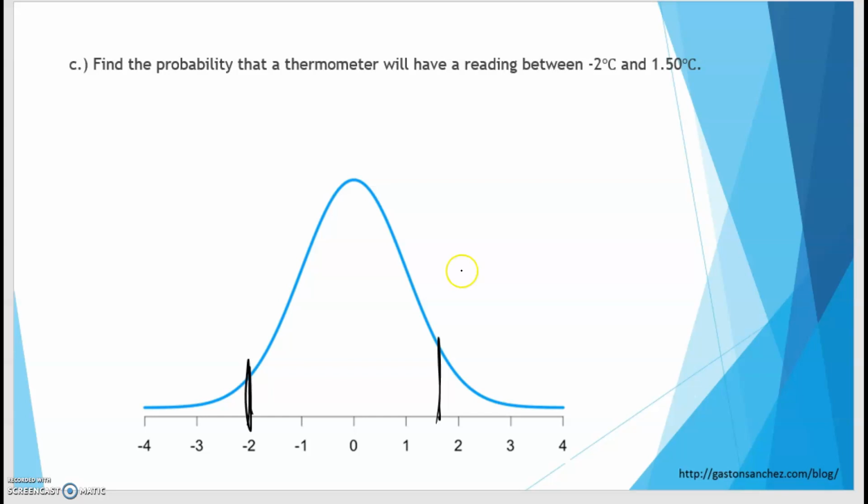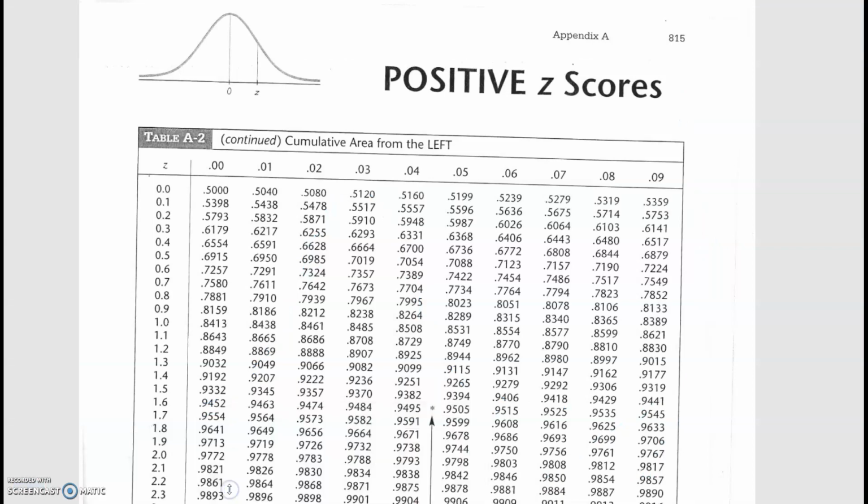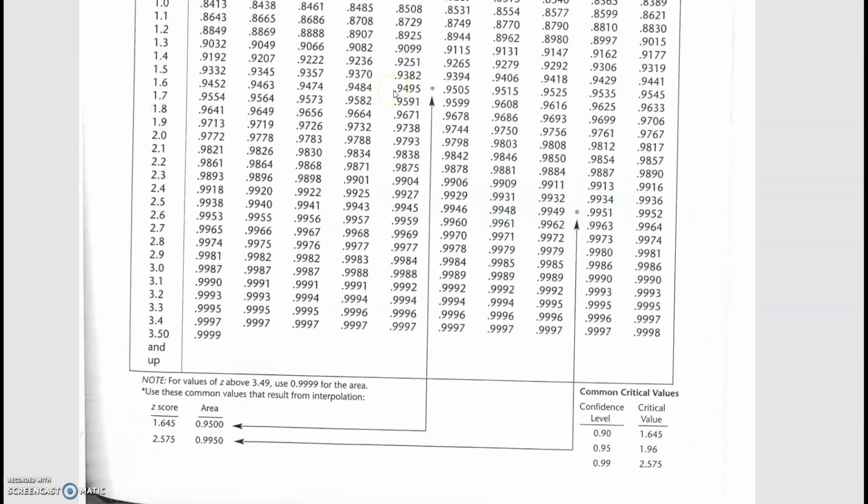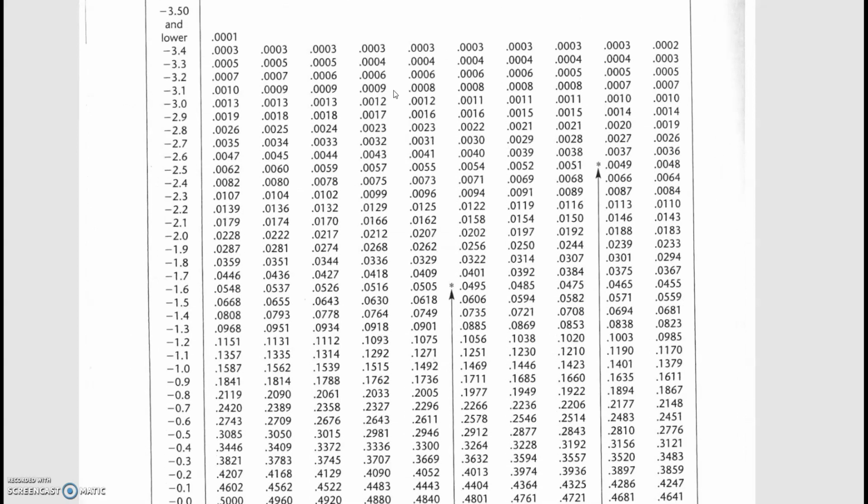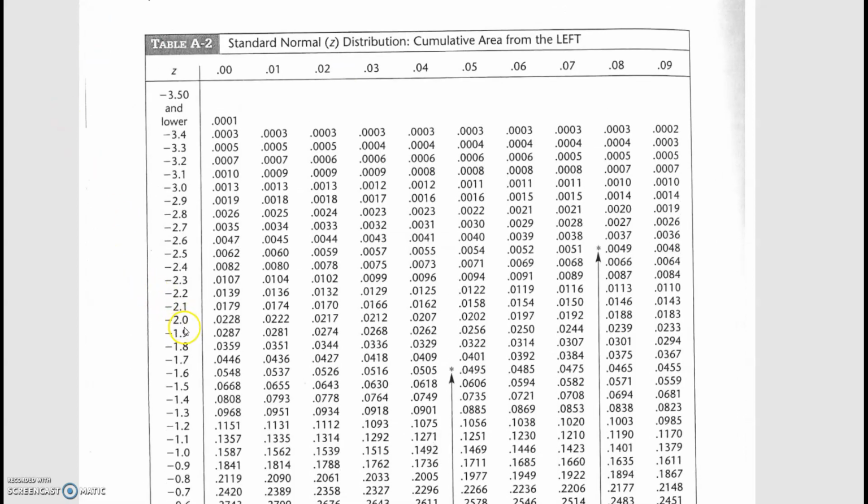So if we start with a -2, we need to go back to our z-score table, and I need to be in the negative side. Okay, so here is -2 right here. And notice it didn't have any numbers like -2.1 or anything. It was just -2. So that's this first one right here. So we're going to come down to where they intersect. And I've got 0.0228. Remember, that is the side to the left of that z-score.